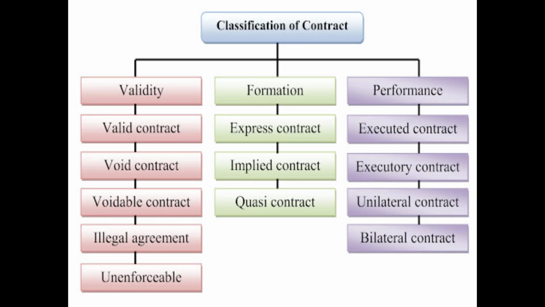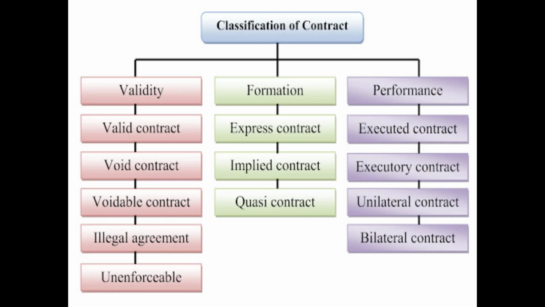A valid contract is a contract which is enforceable by law. A void contract is not enforceable by law; it is always invalid. A voidable contract may or may not be void or valid. Next, illegal agreement. The contracts which are entered for illegal activities are called illegal agreements. And the last thing, unenforceable. Due to some cases, the contracts are not enforceable by law, then it is called an unenforceable contract.